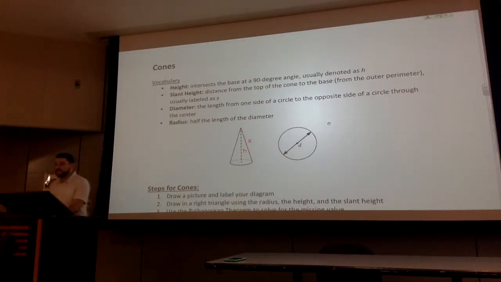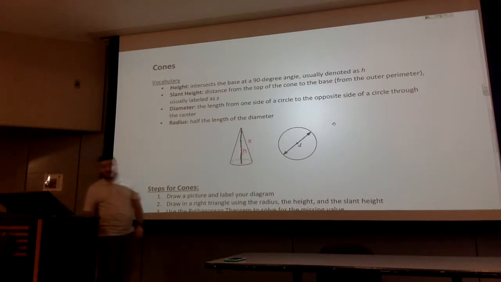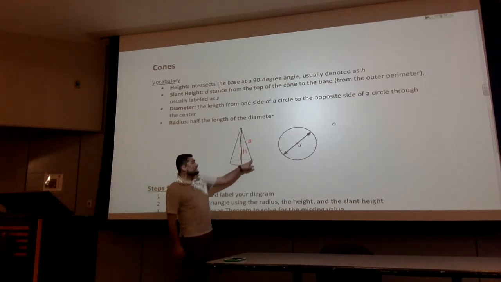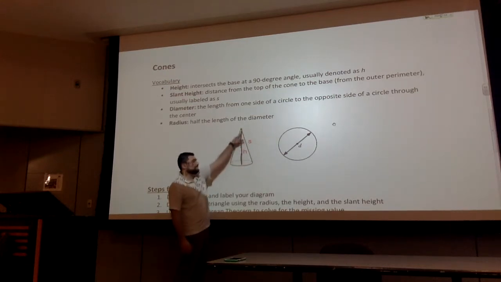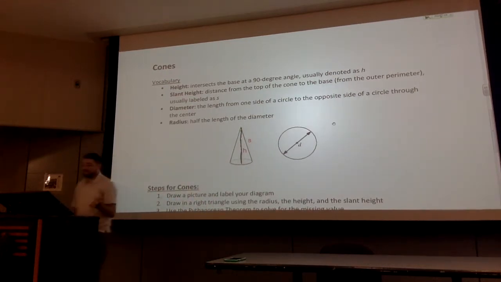And now we're going to move on to using the Pythagorean theorem with cones. There's a few vocabulary terms that you have to know. The height is just the point that intersects the base in a 90-degree angle. So the height is going to be this line right here. And then we have a slant height, which is exactly what it means. It's just the height that the cone is slanted at. So our slant height is going to be this line right here, and it's usually shown with an S.